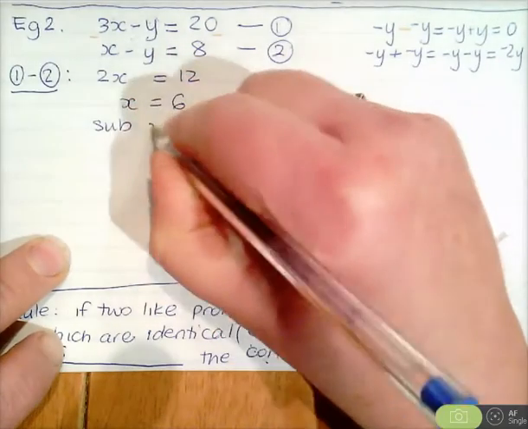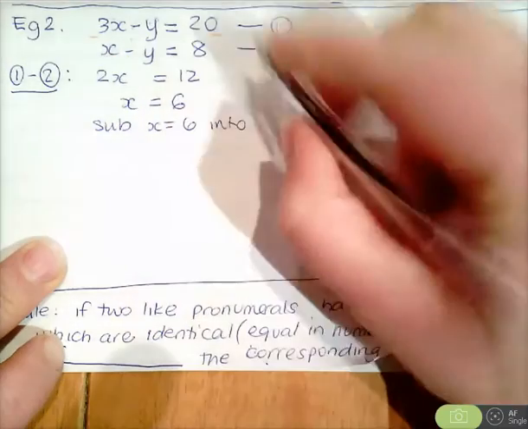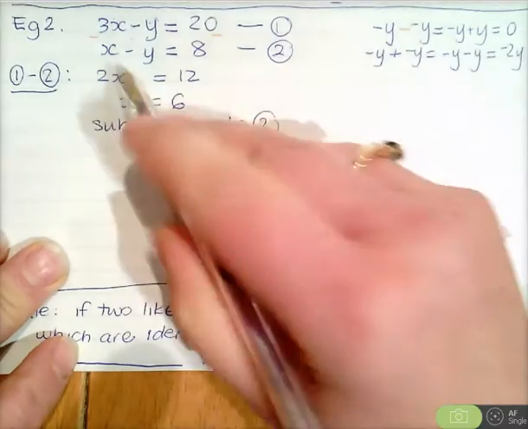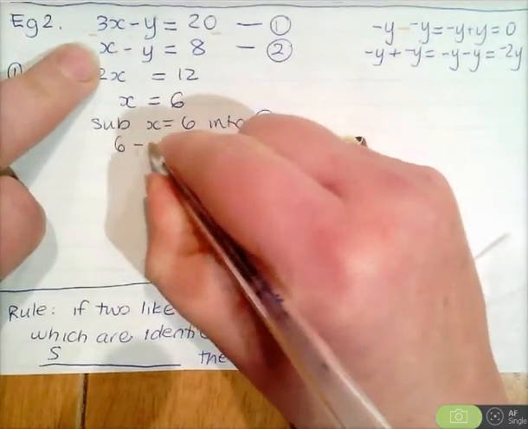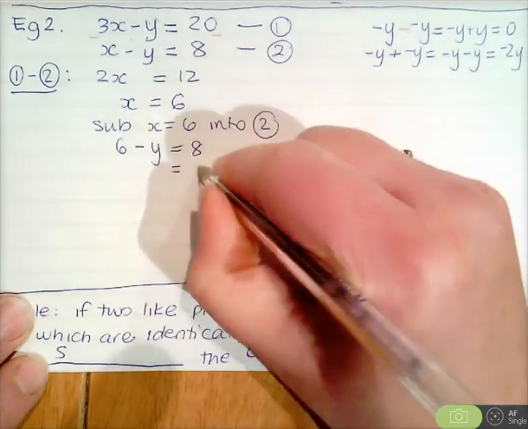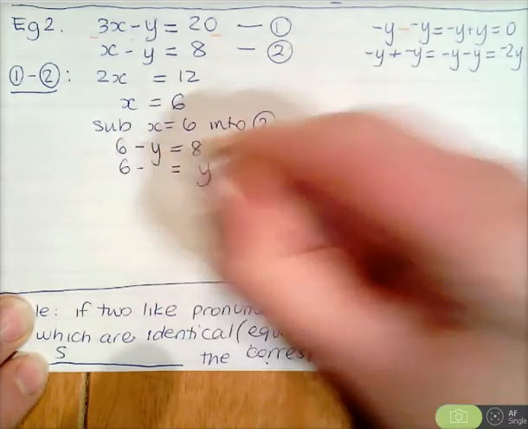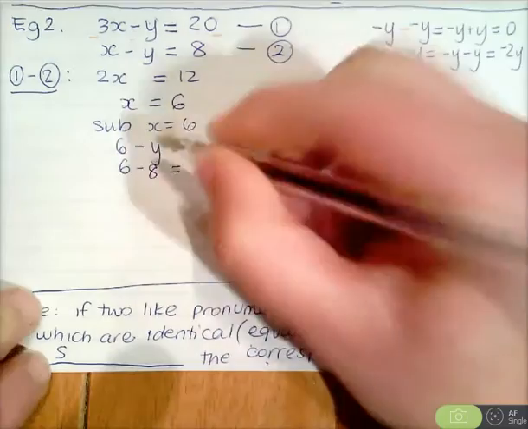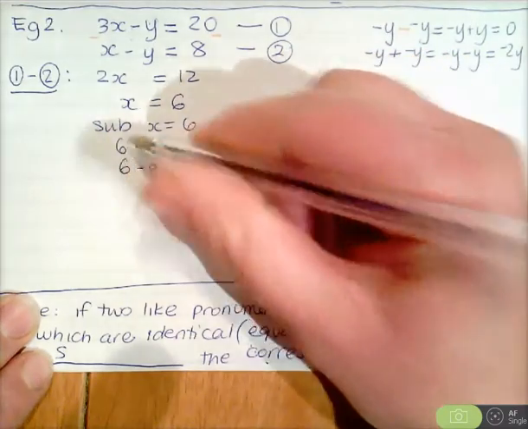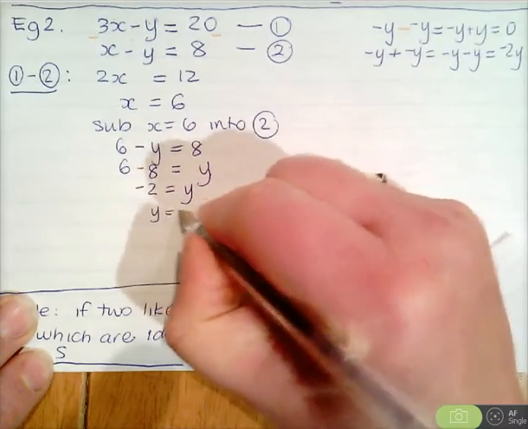Now we can substitute x is 6 into, I think I'm going to put it into equation 2 because it looks easier. So substitute x equals 6 into equation 2, and I get 6 take away y is 8. So let's take this minus y to the other side, and I'll get plus y. Keep this 6 here and bring the 8 over, and I get 6 minus 8. 6 minus 8 is negative 2. In other words, y is negative 2.